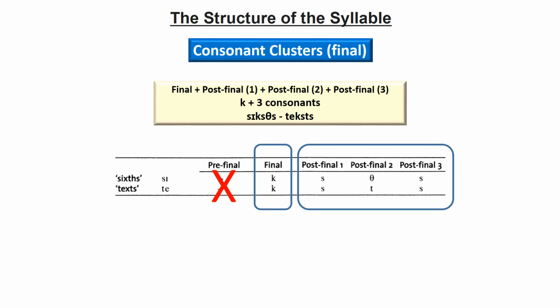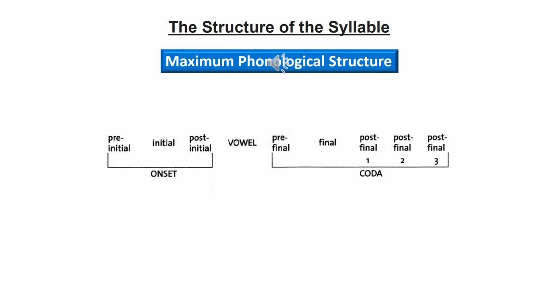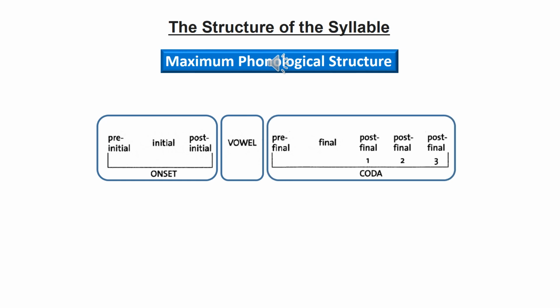plus post-final 3. In summary, the maximum phonological structure of the English syllable can be described as follows: pre-initial plus post-initial representing the onset, a vowel in between representing the nucleus, followed by pre-final plus post-final 1 plus post-final 2 plus post-final 3 representing the coda.